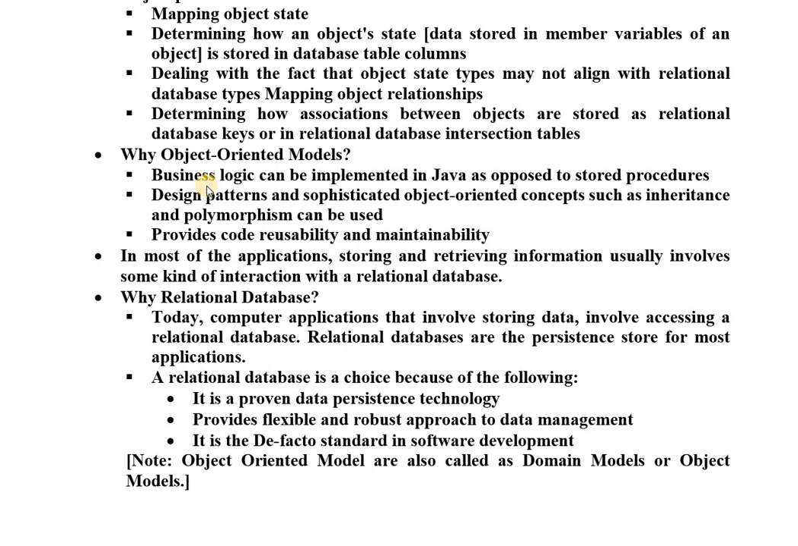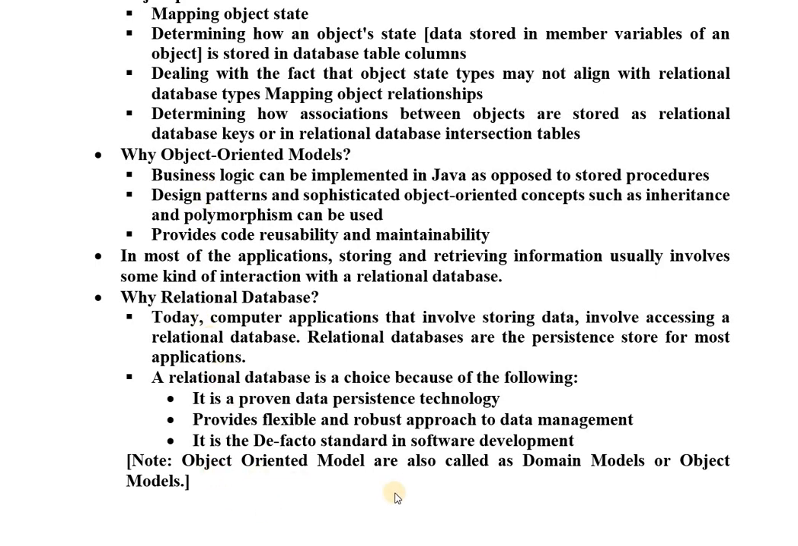The design patterns like inheritance, polymorphism, or maintainability of the code or reusability of the code is far better in your object-oriented models as compared to the relational database. So we need object-oriented models also. We need relational database also. But we need persistence also. So how to achieve it?